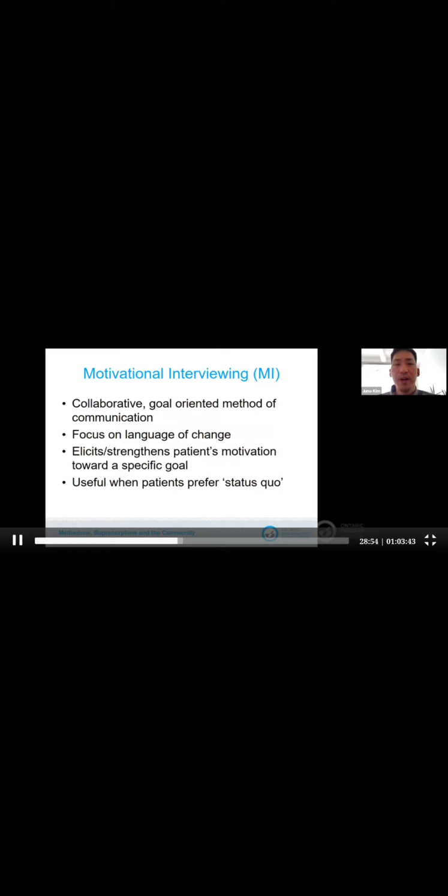So what is MI? MI is a collaborative, goal-oriented method of communication. It focuses on the language of change, and it uses the patient's own strength and motivation to achieve their specific goal. And MI is useful for patients when they have difficulty making changes and prefer staying in their current situation or the status quo.